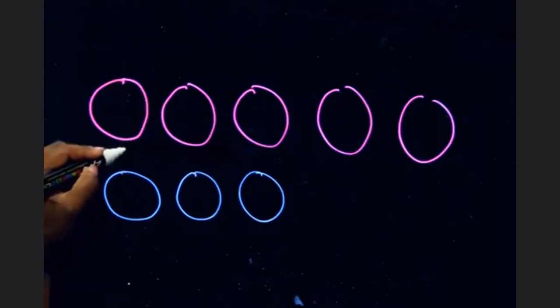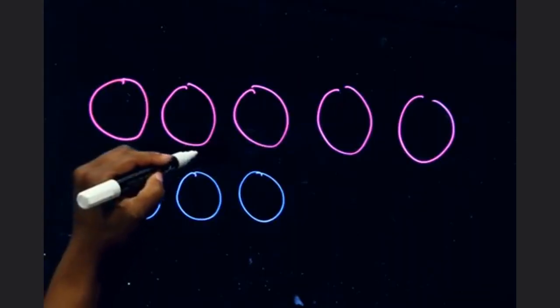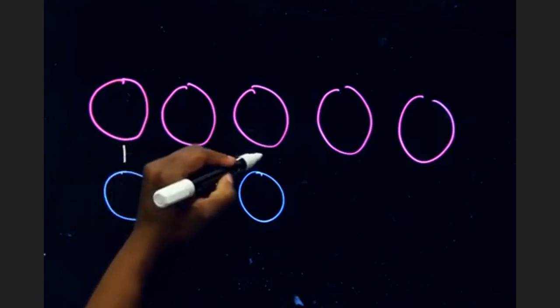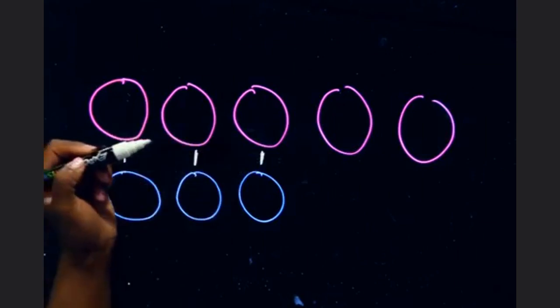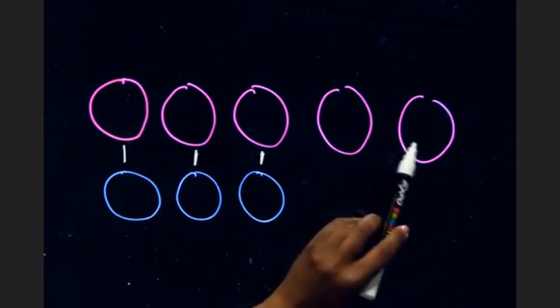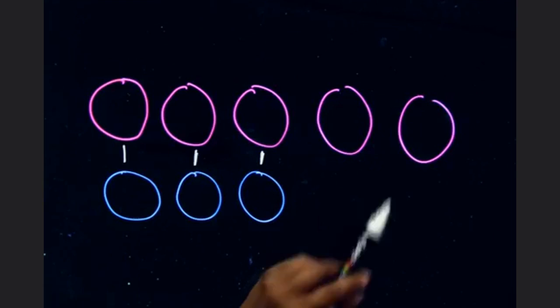Now we have pink circles and blue circles, and we're trying to figure out which group has more circles. Okay, we're going to take a look. Here's a pink and blue circle, a pink and blue circle, a pink and blue circle, and now we only have a pink and a pink. Which one has more? I think you're right. It's pink.